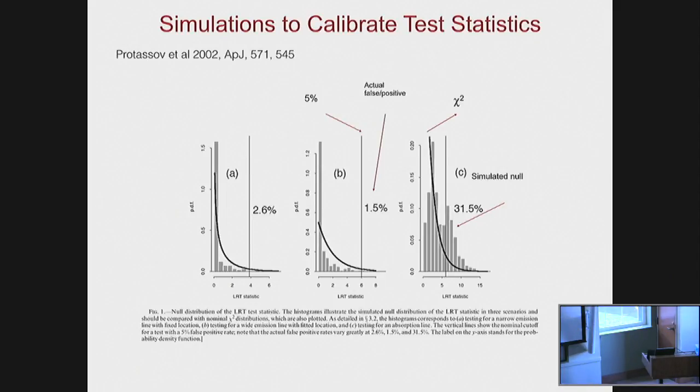And this is 2.6%, this is 1.5%, so this is the actual value. This line shows the 5% in this case, and that's the actual value for false positive. And then this is again the line, and the simulated value is 31.5%. So in these three cases, there are three different models assumed here. In this case, you wouldn't say that the evidence for the line is very strong, while in this case, you might think about the line being there.